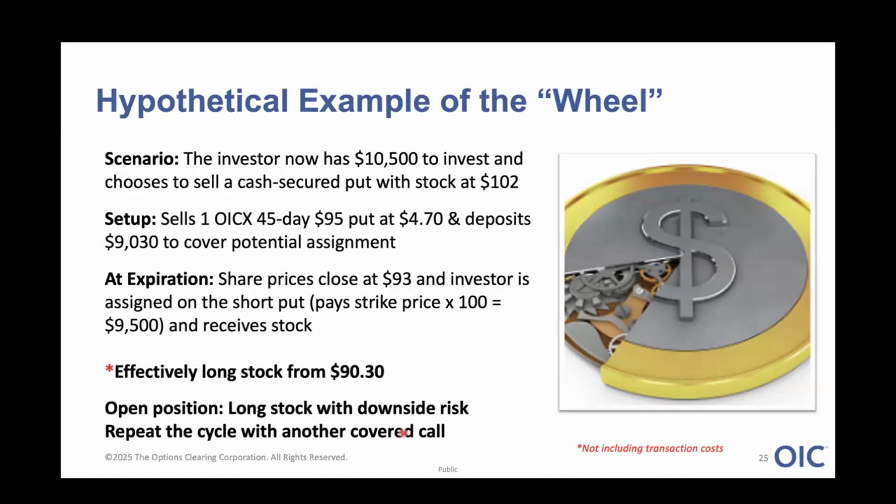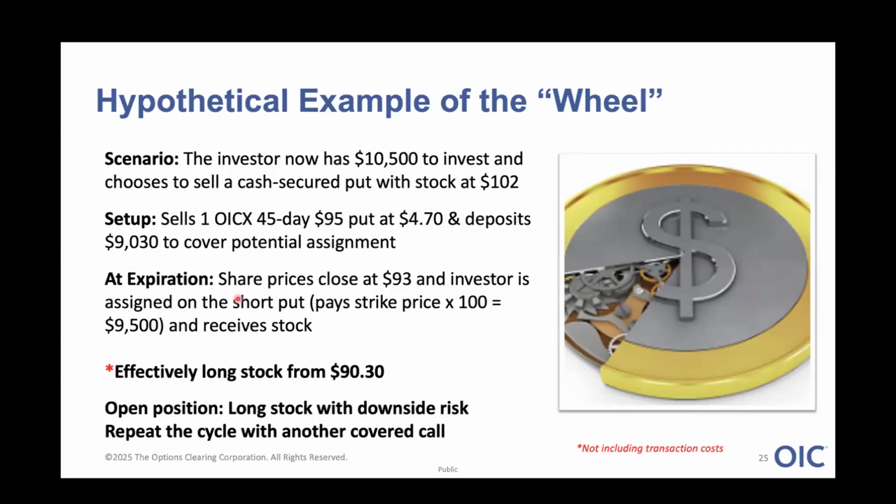So we have to deposit $9,030 to cover the potential assignment. Remember, 95 minus 4.70 is $90.30. That's why we have to securitize this position with $9,030, okay? Now we have the cash secured put on, okay?